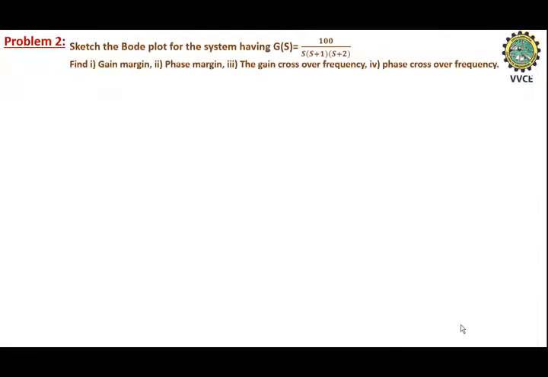To sketch the Bode plot for the system having G(s) equal to 100 divided by s into (s plus 1) into (s plus 2), find the gain margin, phase margin, the gain crossover frequency, and the phase crossover frequency.